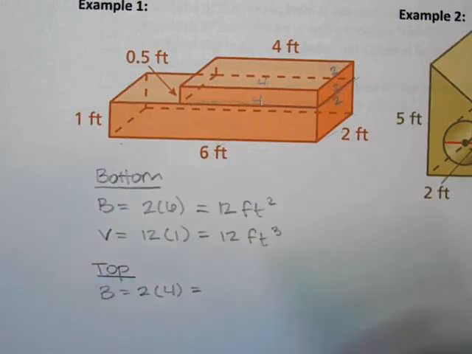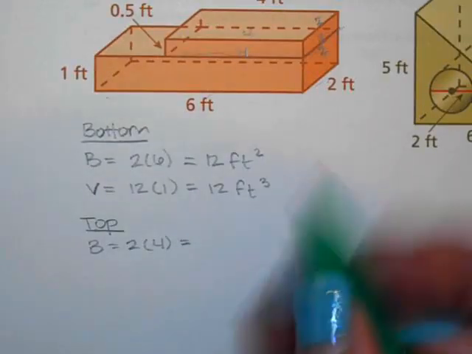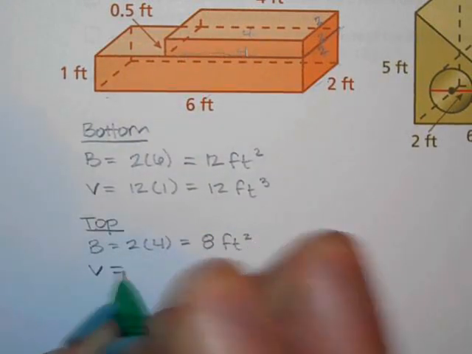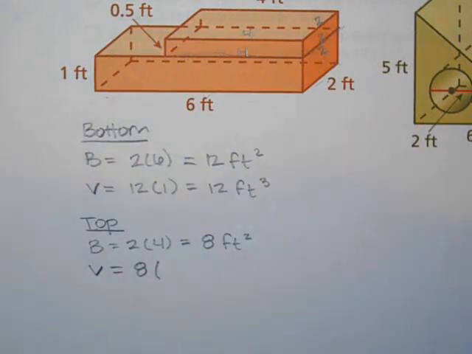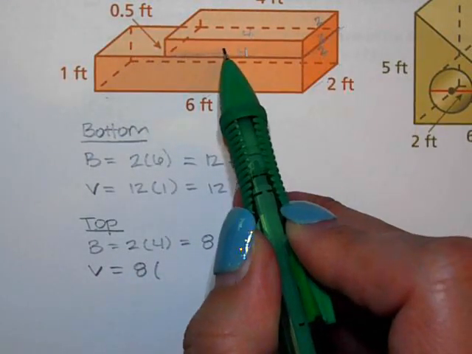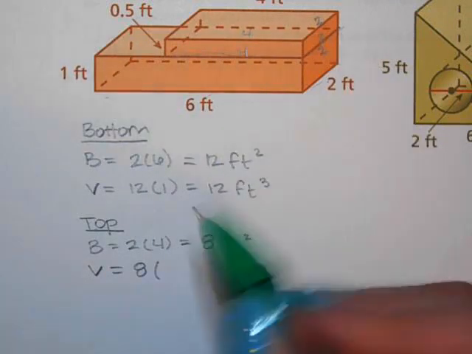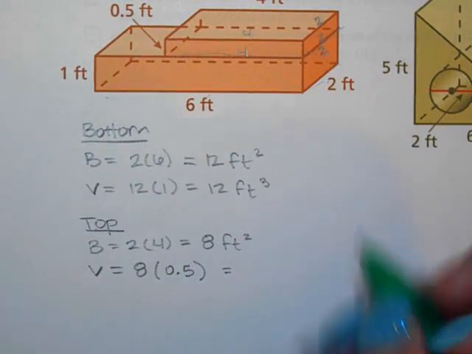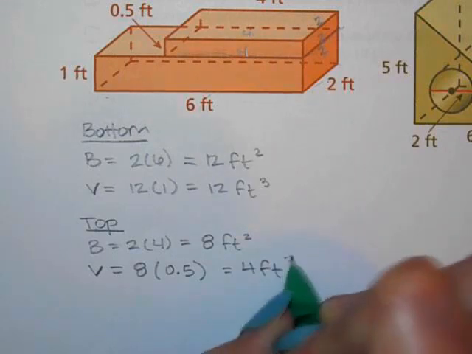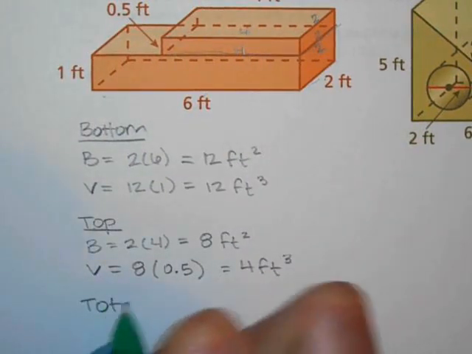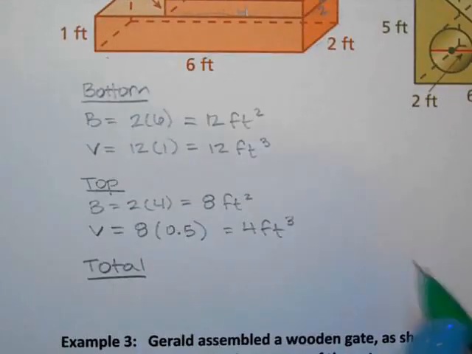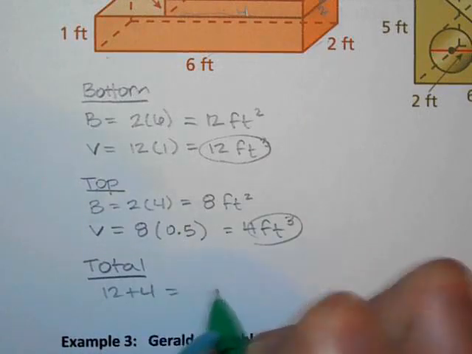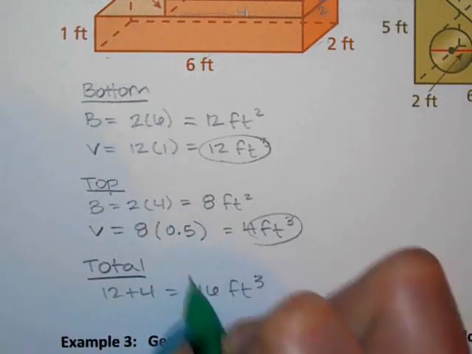So 2 by 4 is 8 feet squared, okay? And then our volume is going to be area of the base times the height. And what's the height of this rectangular prism? 0.5. And then what is 8 times 0.5? 4 feet cubed. Okay? So then for our total, we're going to take the bottom, we're going to take the top, we're going to add them together. So we're going to say 12 plus 4 is 16 feet cubed. And that is the volume for our composite figure.